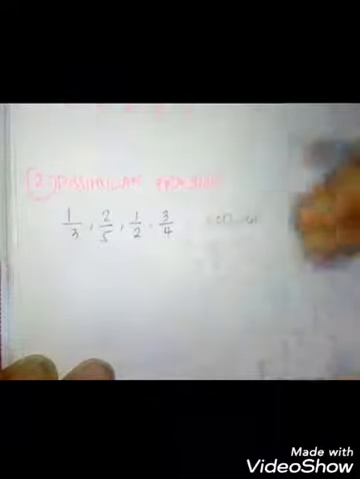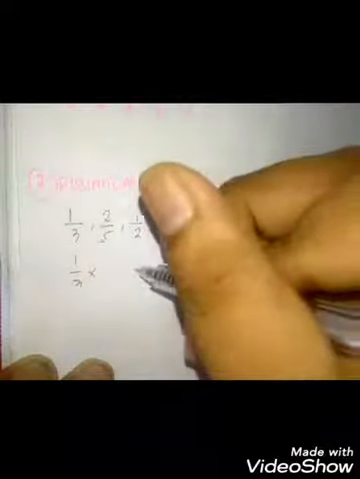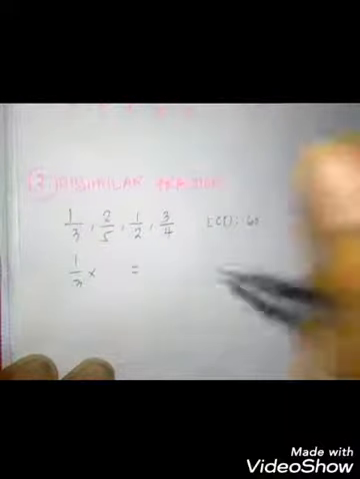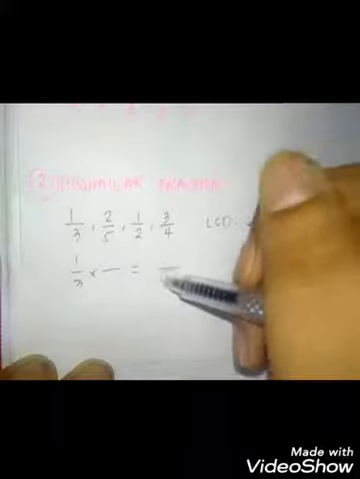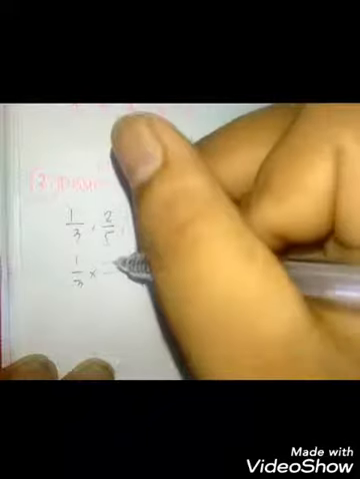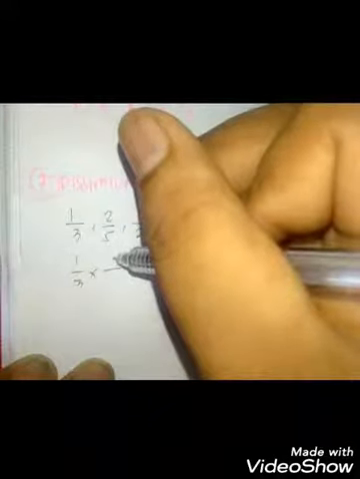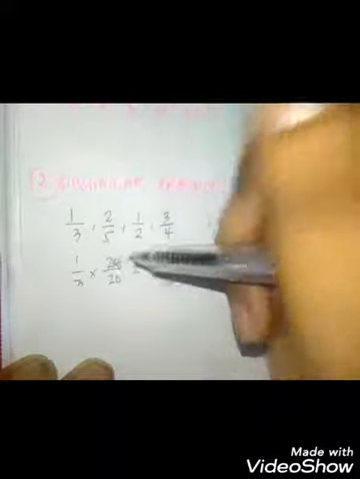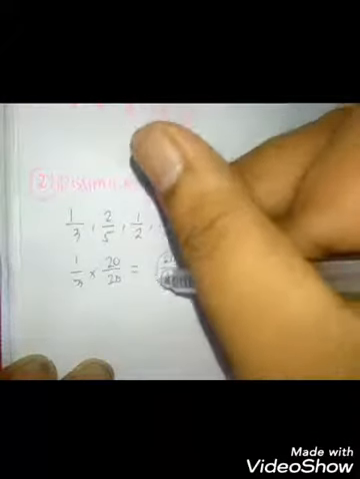We'll find the number that, when we multiply it to 1/3, makes the denominator of the conversion 60. What must I multiply to 1/3, both numerator and denominator, so that the denominator is 60? You will have to multiply both by 20. So 1 times 20 is 20, and 3 times 20 is 60.